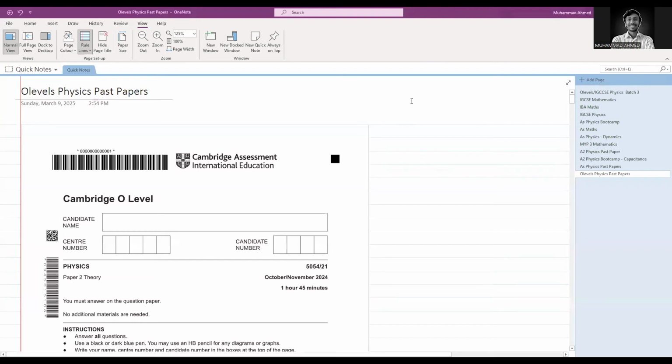October, November 2024, paper 2, variant 1. Kindly, all of you, take your papers out, and calculators, and hopefully a brain.